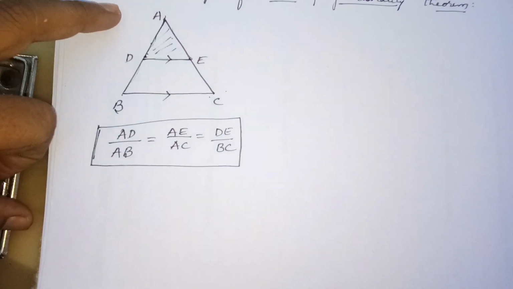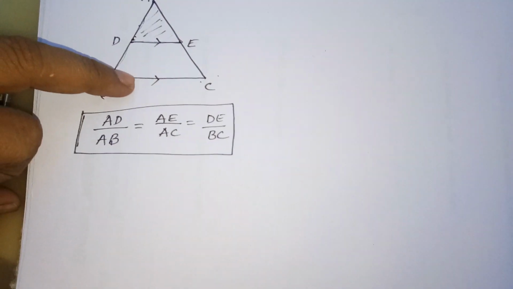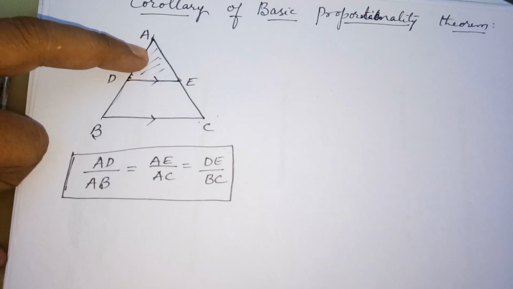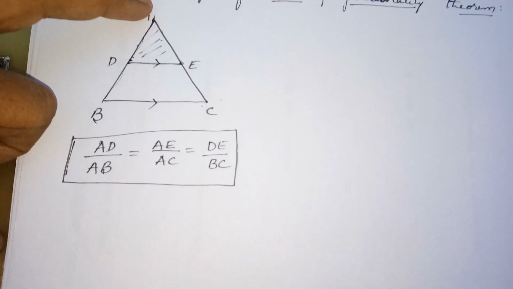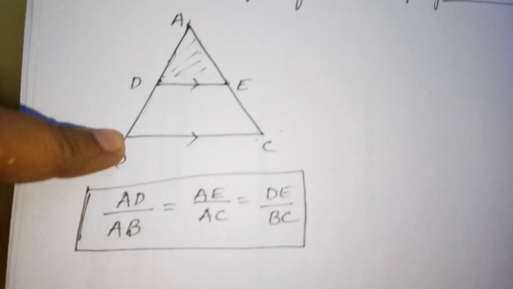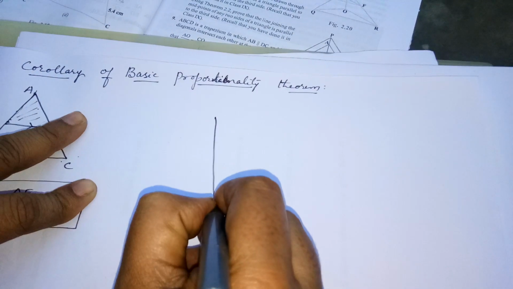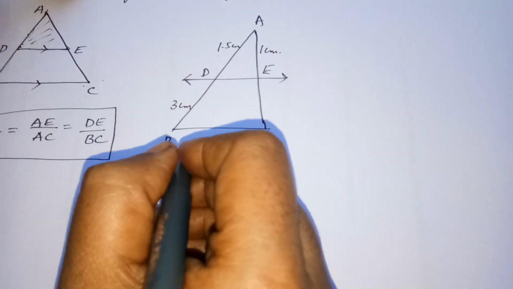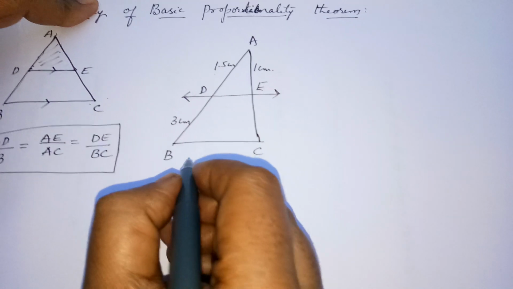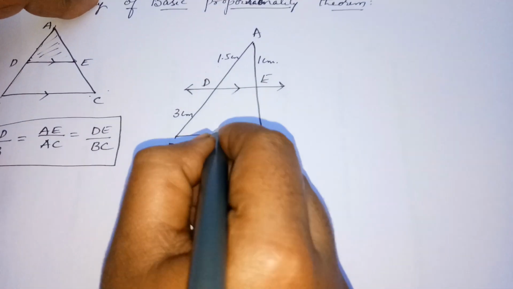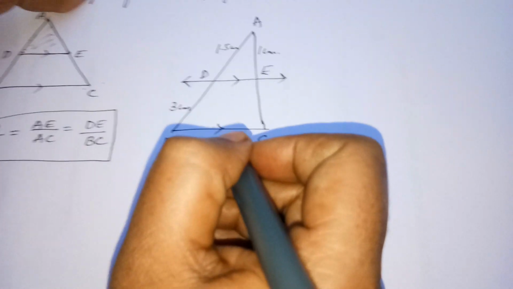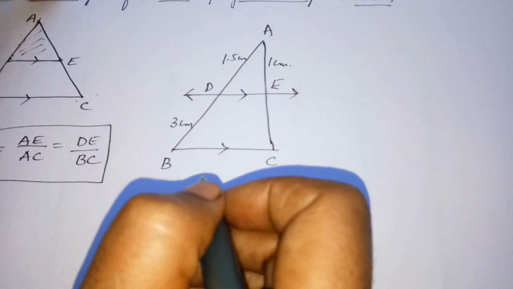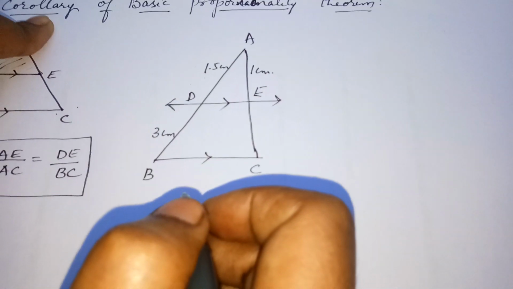Once again, I repeat, if a line is drawn parallel to a side of a triangle, the sides of the newly formed triangle and the sides of the given triangle are proportional. Here from exercise 2.2, I have considered the first question. In the question they have given DE is parallel to BC. I said whenever you find any line parallel to a side of a triangle, immediately you have to apply either Thales theorem or the corollary of Thales theorem.